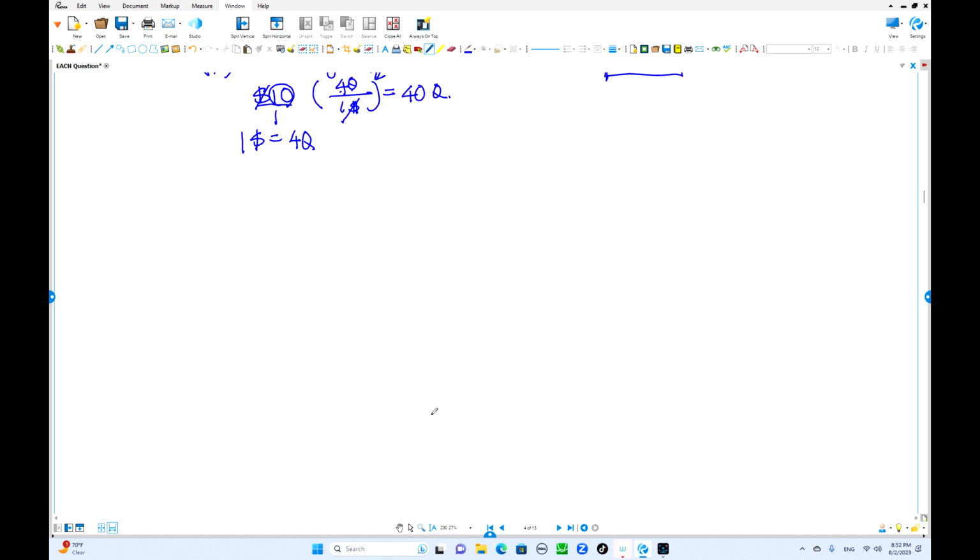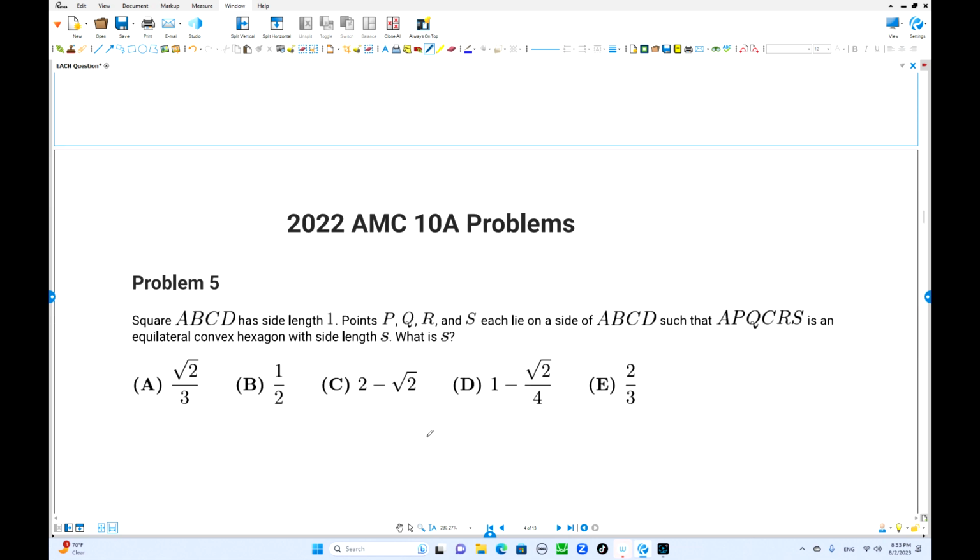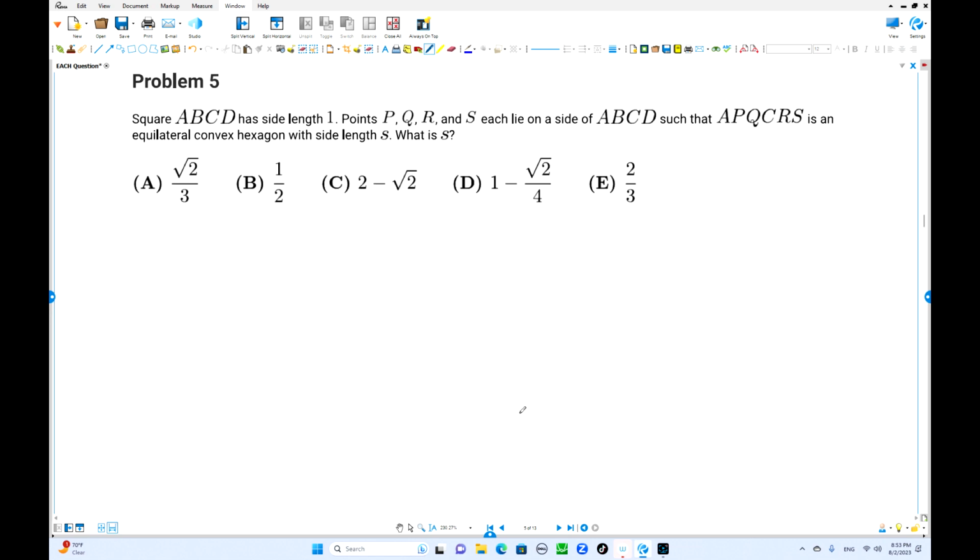Moving on to number 5 here. Square ABCD has a side length of 1. Points P, Q, R, S lie on the sides of ABCD such that APQCRS is an equilateral convex hexagon with side length s. Okay. So drawing is very important, because the drawing is not given.